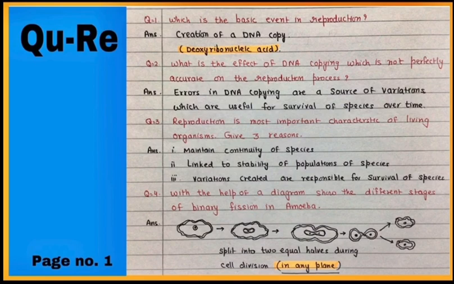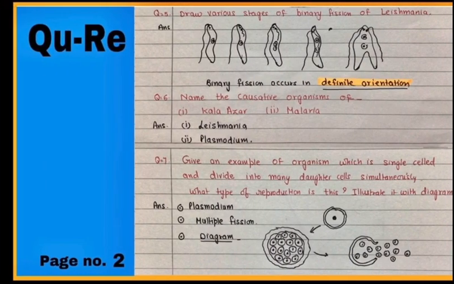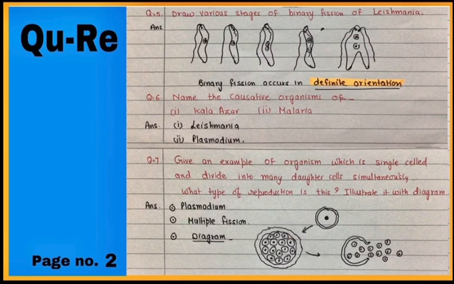for survival of species. In unicellular organism like amoeba, reproduction takes place by binary fission, where it splits into two equal halves during cell division, and it can happen from any plane. While in leishmania, binary fission takes place in a definite orientation.